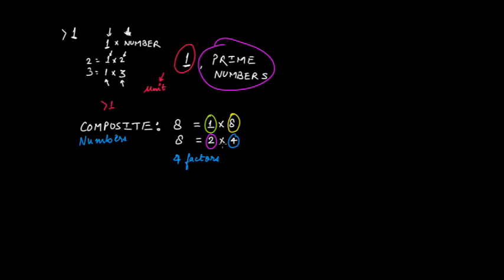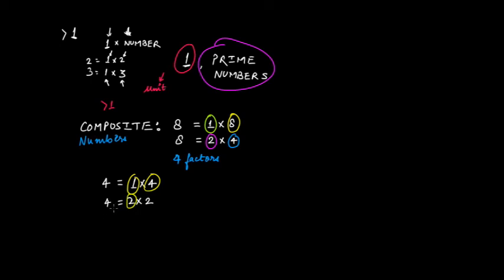Take another example. Take 4. You can write 4 as 1 multiplied by 4, and you can write 4 as 2 multiplied by 2. There are 3 factors this time. One is 1, then 4, and the next one is 2. So it has 3 factors.